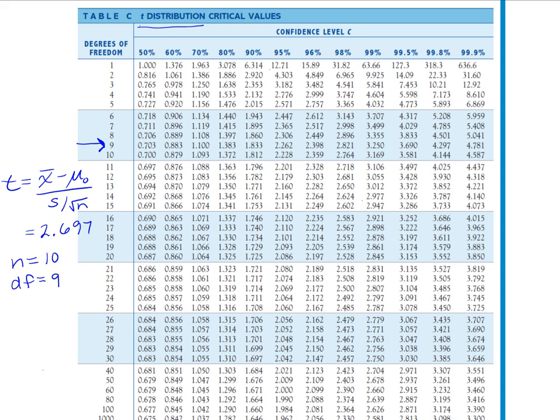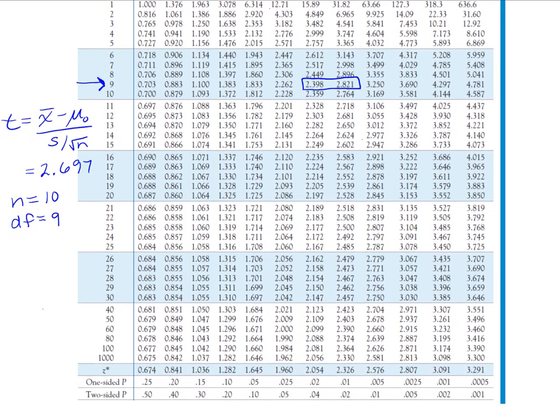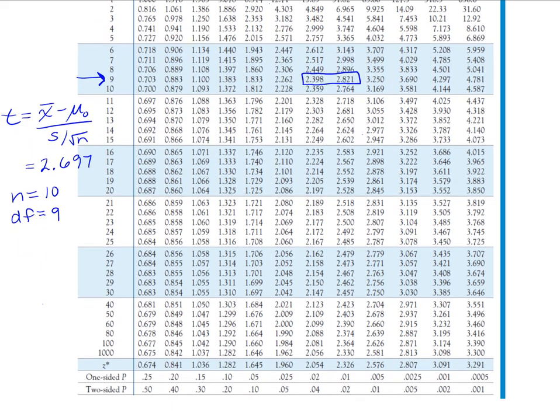2.697, and we can see that it would fall in between these two values. So it would be between 2.398 and 2.821. And depending on whether it's a two-sided test or a one-sided test, we go to the bottom of the table to find the p-value.